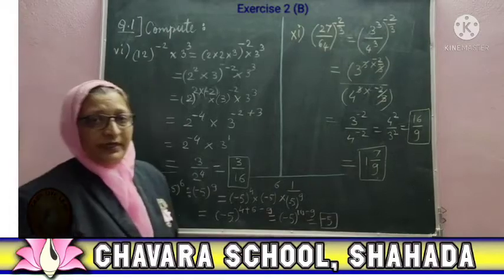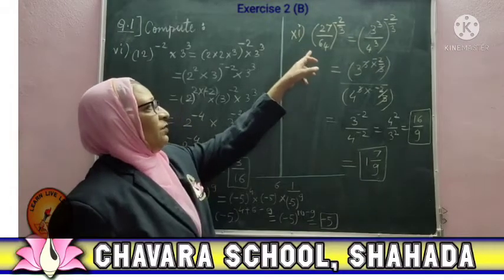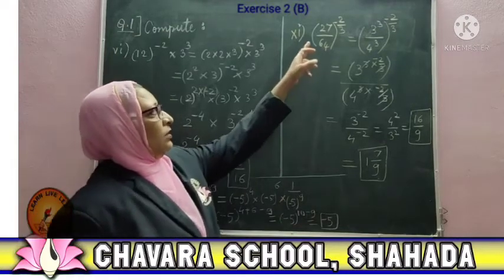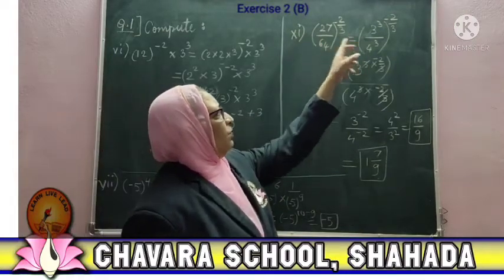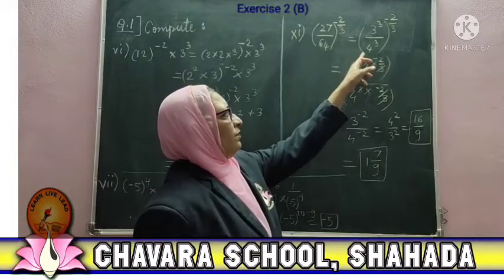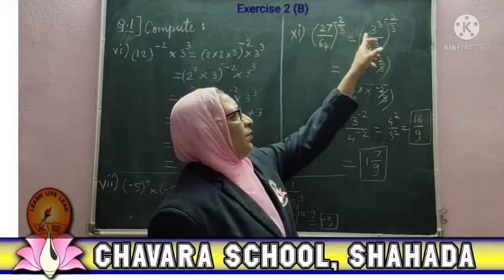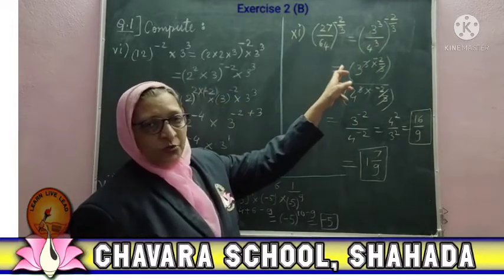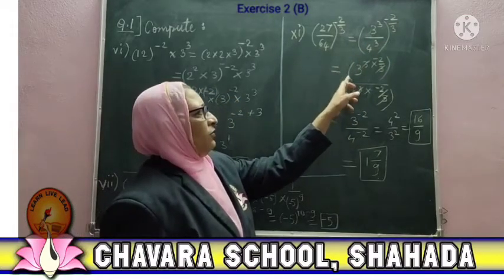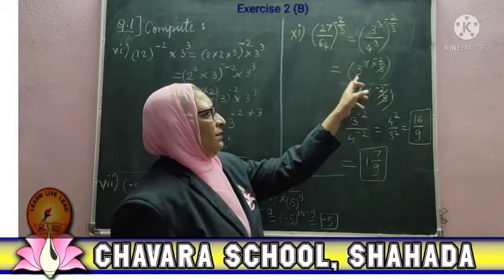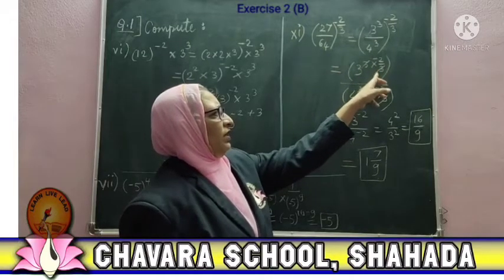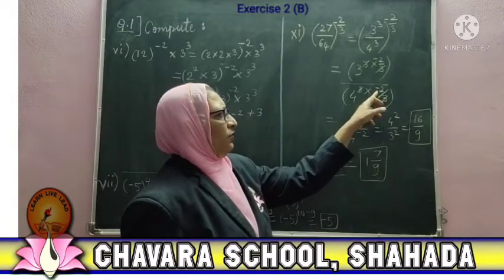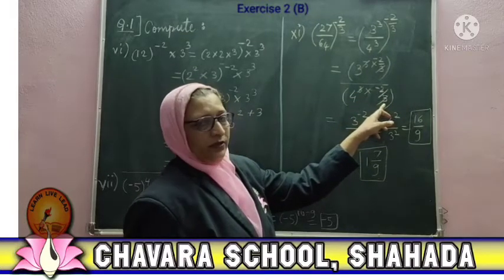Let's go for the 11th question. 27 upon 64, to the power negative 2 by 3. 27 we write as 3 cube and 64 we write as 4 cube. 3 cube upon 4 cube, to the power negative 2 by 3. Let us distribute the power. So, by using power law, 3 to the power 3 into negative 2 upon 3, upon 4 to the power 3 into negative 2 by 3.